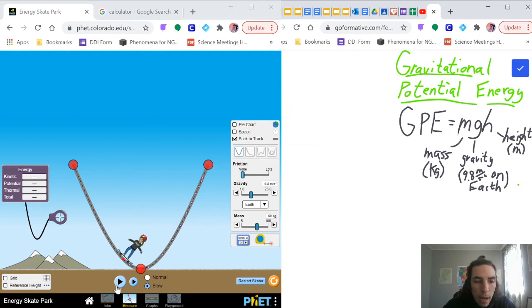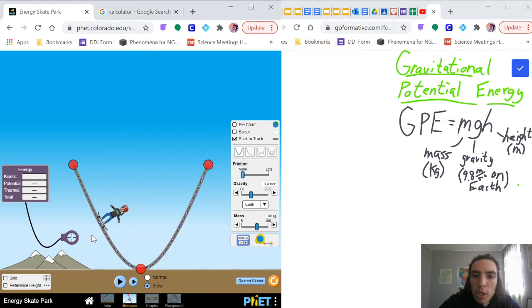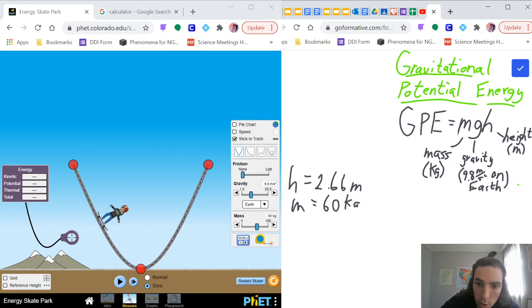So let's say we want to know this person's potential energy at, let's see what their height is here. Their height measured here is 2.66 meters. You might have already seen the simulation give us the potential energy too. Let's say height is 2.66 meters. The mass of this person is 60 kilograms. And these are numbers that I'm just getting from the simulation over here. When I used this little thing, it told me what their height was there, 2.66 meters, and it tells me what their mass is right here.